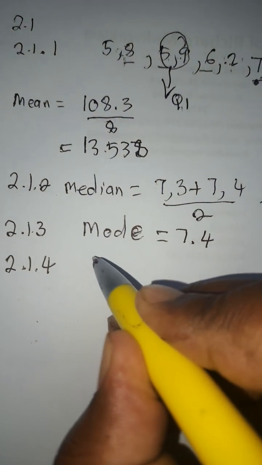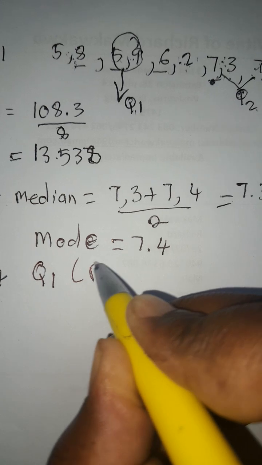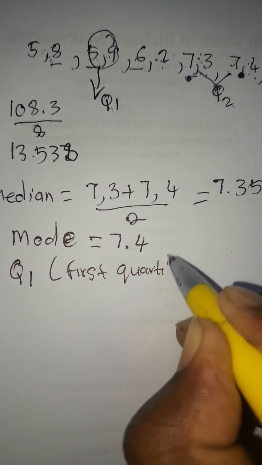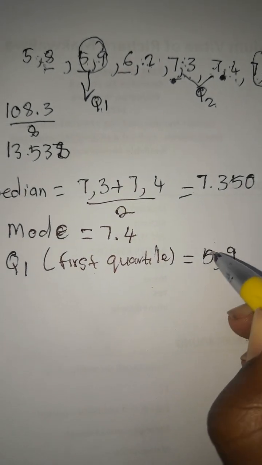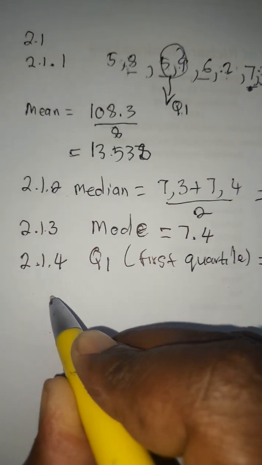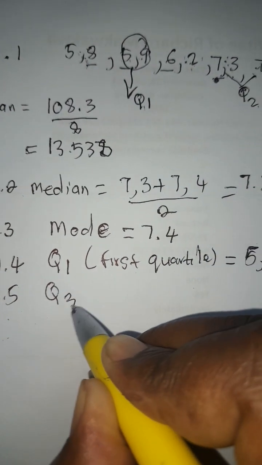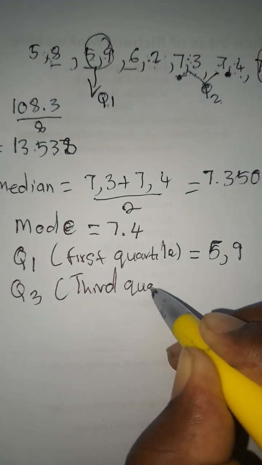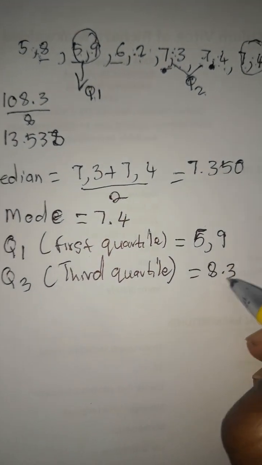So at 2.1.4, they said determine the first quartile. The first quartile is Q1. You'll write first quartile, which will be 5,9. Then at 2.1.5, the third quartile, which is Q3. The third quartile will be 8,3.